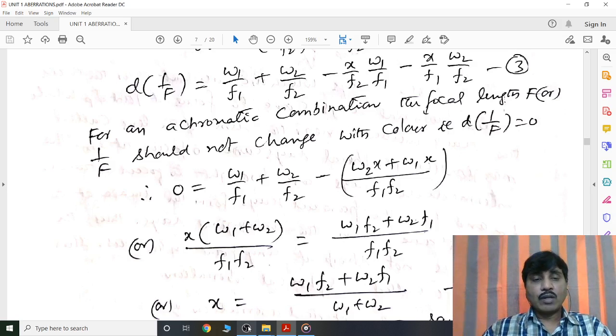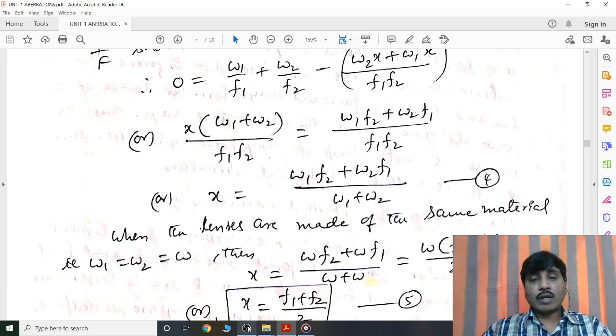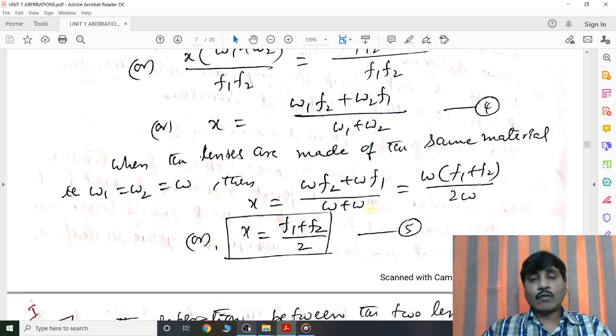That is equation 3. For an achromatic combination, the focal length capital F, or 1 by capital F, should not change with color, that is d of 1 by capital F is equal to 0. Therefore 0 is equal to omega 1 by f1 plus omega 2 by f2 minus omega 2 x by f1 f2 minus omega 1 x by f1 f2, or x into omega 1 plus omega 2 by f1 f2 is equal to omega 1 f2 plus omega 2 f1 by f1 f2. On both sides f1 f2 should be cancelled. Therefore x is equal to omega 1 f2 plus omega 2 f1 by omega 1 plus omega 2.